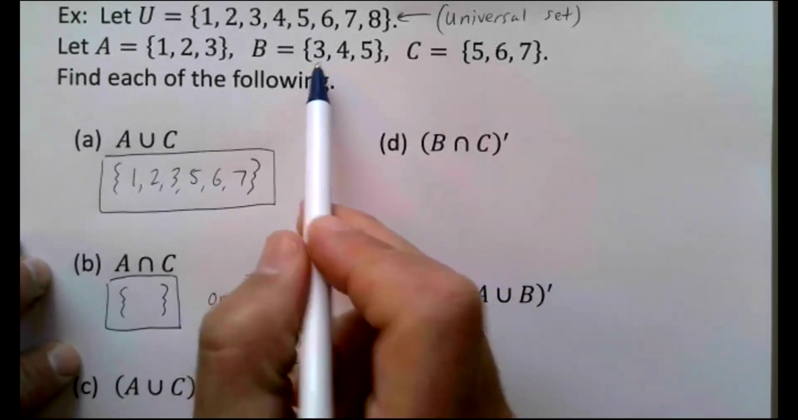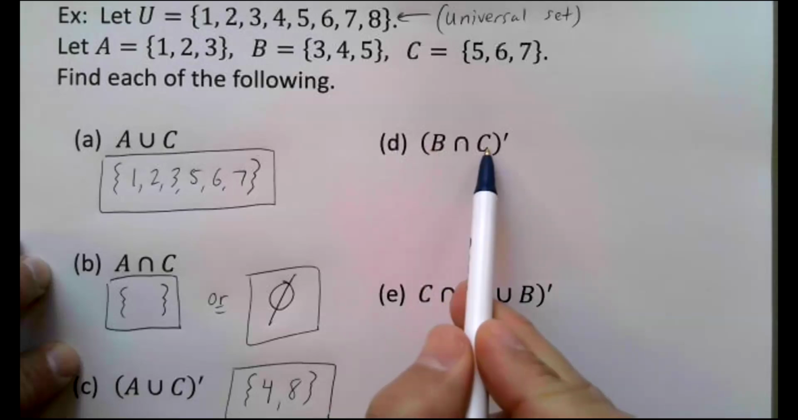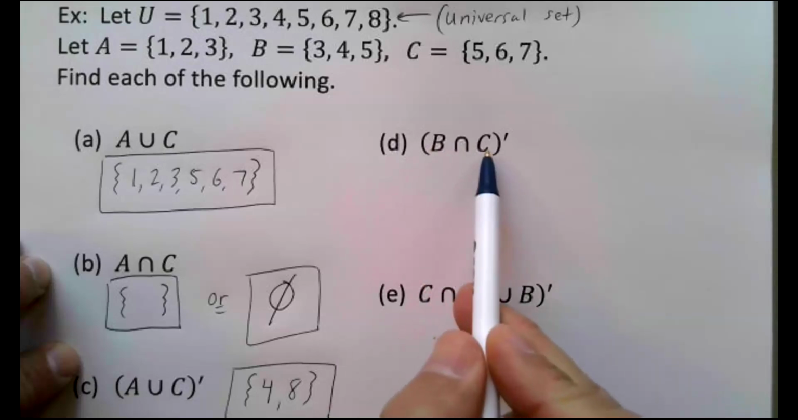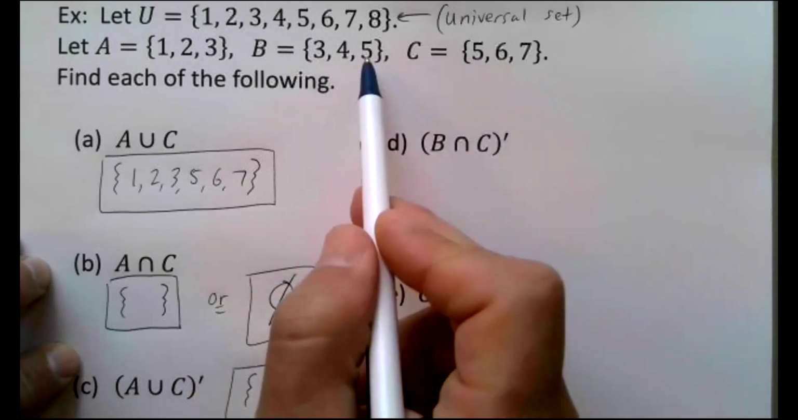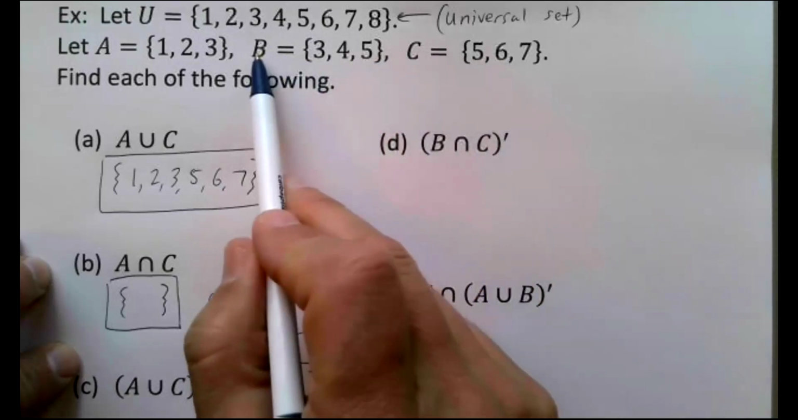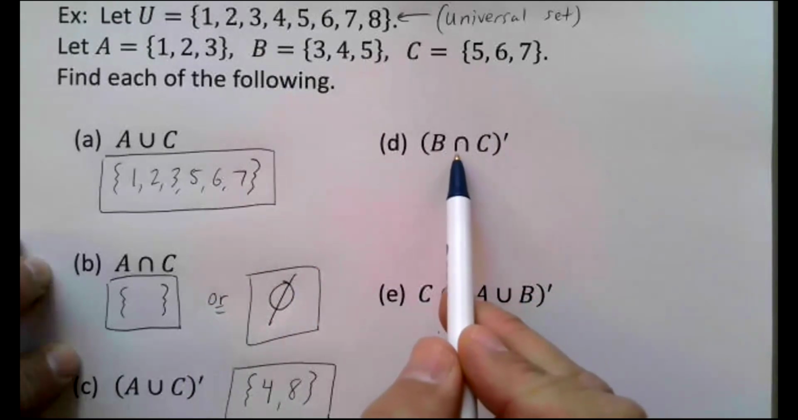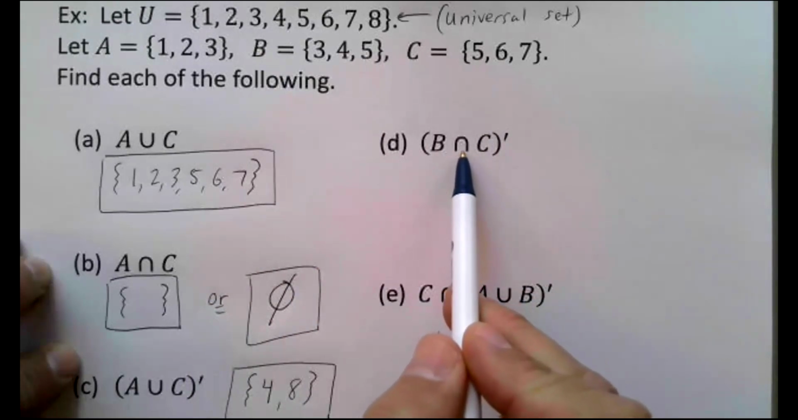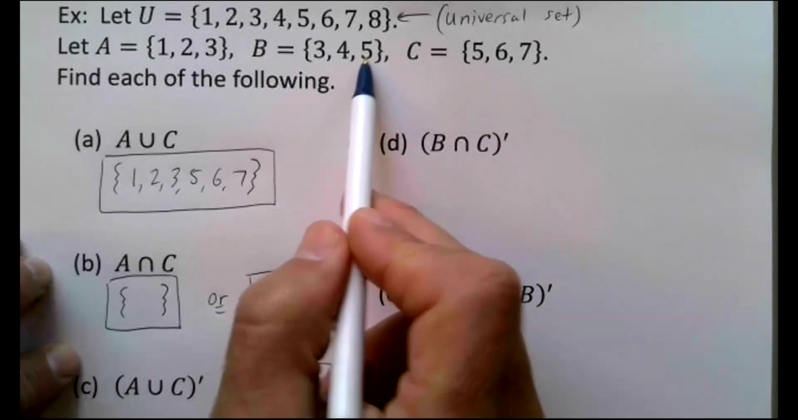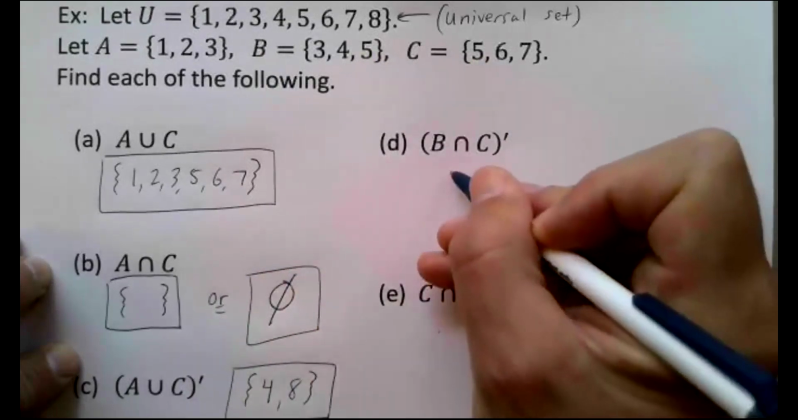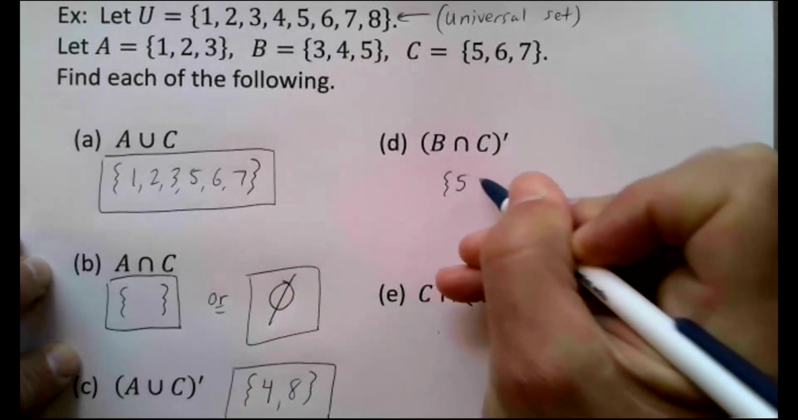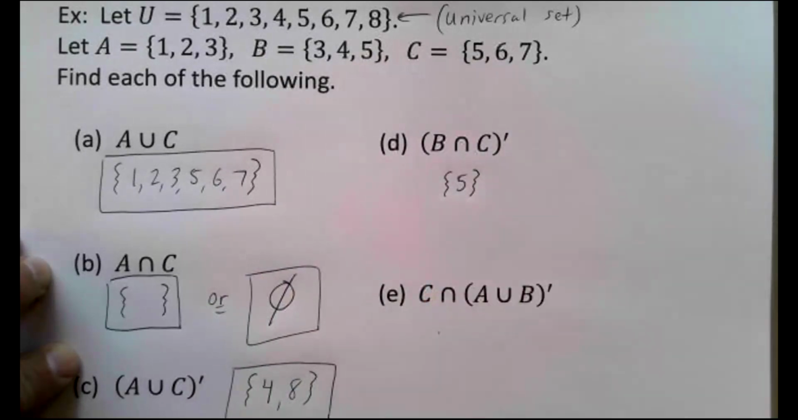So B intersects C means, remember, intersect means you have to be in both at the same time, the overlap of those two. So who's in the overlap of those two groups? I think it's just the number 5. We're comparing B and C, and trying to figure out who's in both B and C at the same time. I think it's just the number 5. So B intersect C is just the number 5.